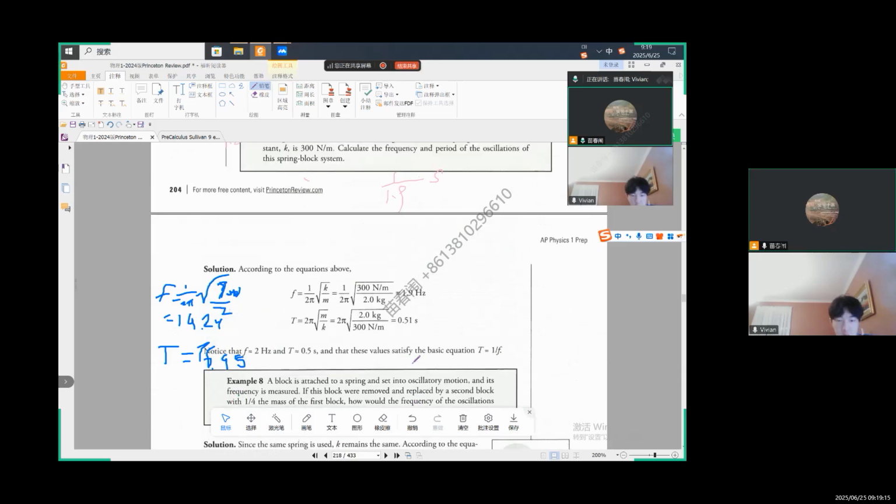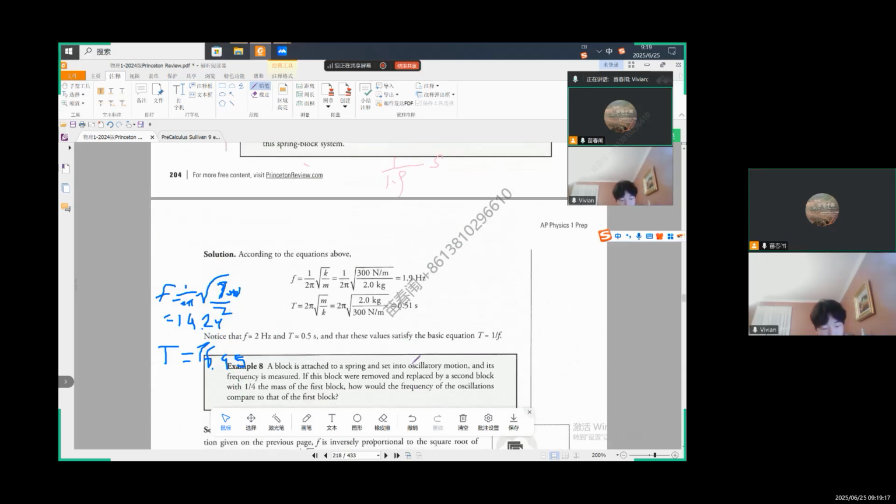Example 8. A block is attached to a spring, and the accelerated motion frequency is measured.